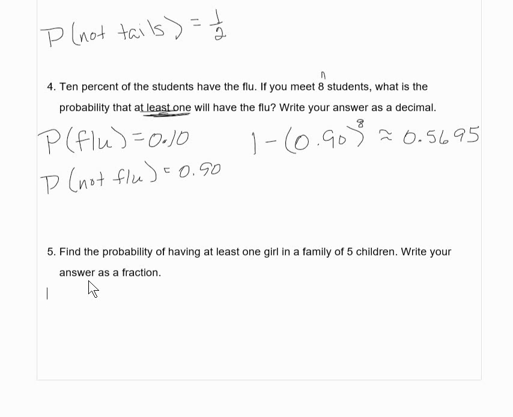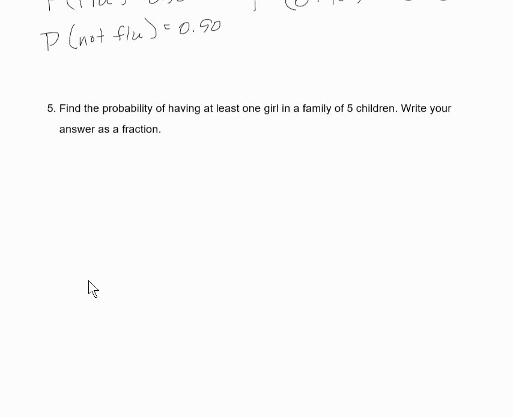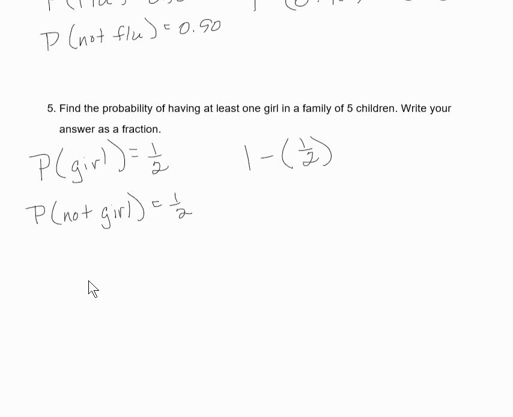Problem number 5, find the probability of having at least one girl in a family of 5 children. All right, so the probability that you're going to have a girl is 1/2. The probability that your child will not be a girl is also 1/2. So we have 1 minus 1/2 to some power n. Well, n is 5. So that's to the 5th power. So that is going to be 31 out of 32.